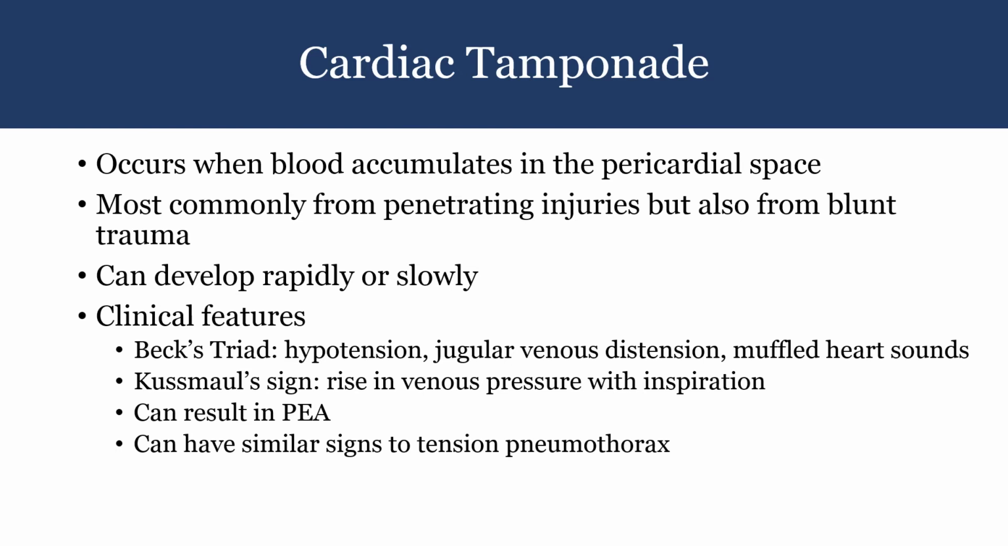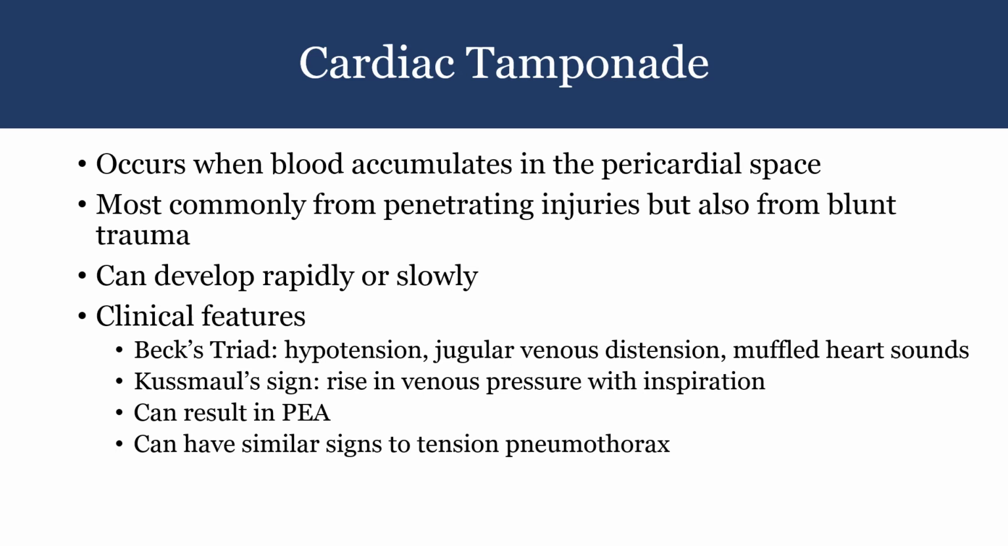Clinical features of cardiac tamponade: there is a key triad which we call the Beck's triad. You have hypotension, jugulovenous distension, and muffled heart sounds. Hypotension because you have decreased venous return, and so there is compromise in the cardiac output, and so eventually you end up with hypotension.